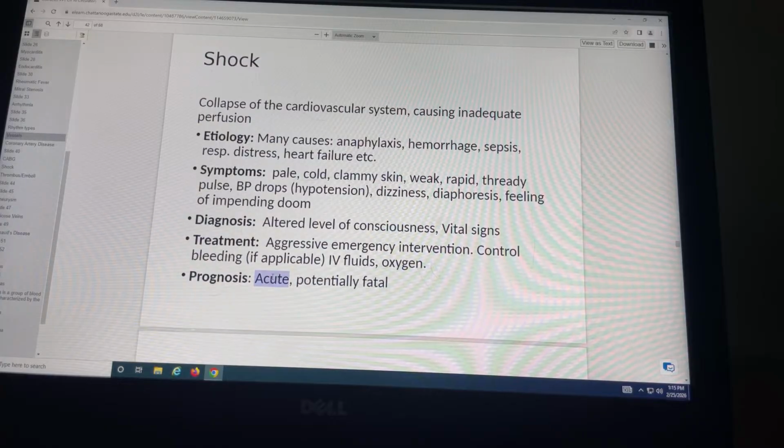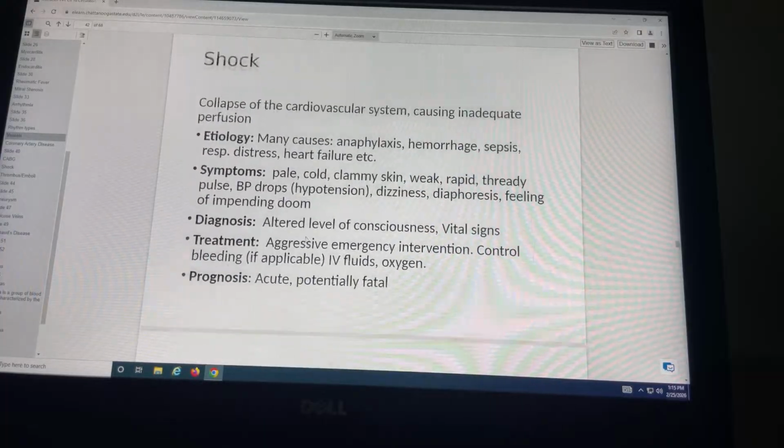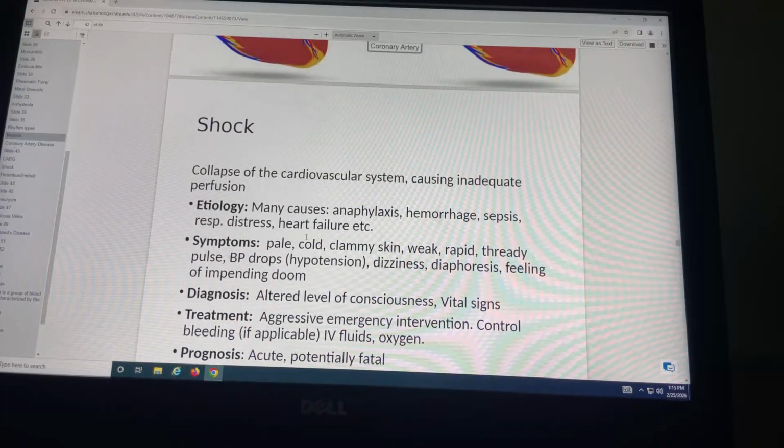However, if it's not addressed properly, it can be potentially fatal, right? People have died from hemorrhagic shock. People have died from septic shock, anaphylactic shock. So it's just one of those more dangerous acute conditions. Does that make sense? Any other questions about shock? Okay.